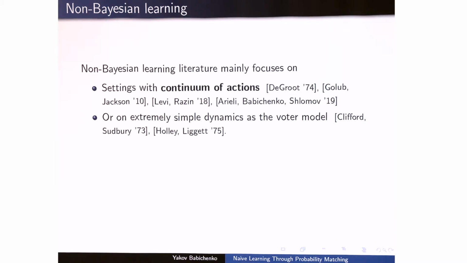And another case where it was studied is in some extremely simple dynamics, such as majority dynamics, or for instance the voter model, where essentially you pick a neighbor at random and mimic his action. This kind of extremely simple dynamics has also been analyzed. And obviously, these dynamics are too simple to achieve learning.